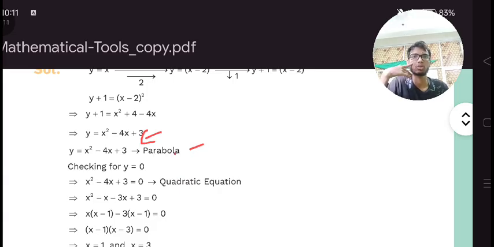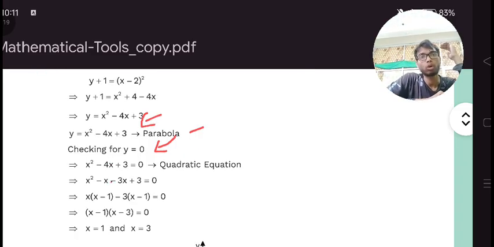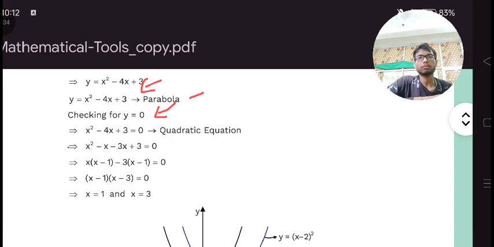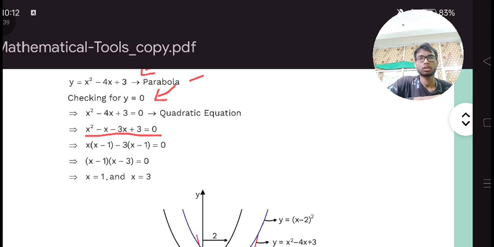Checking for y is equal to 0. If we put a value of y as 0, then what will x come as? So x square minus 4x plus 3 is equal to 0. It is becoming a quadratic equation. Now x square minus x minus 3x plus 3 is equal to 0. After simplifying it, it is giving you 2 roots: x is 1 and another x is 3.